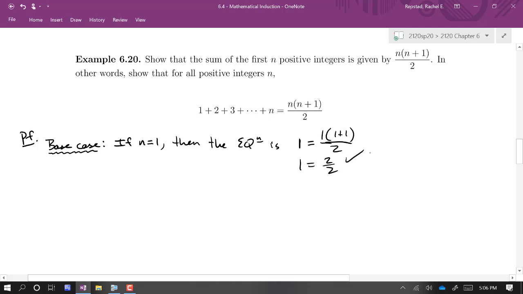Usually the base case is really simple. And then comes the fun part. Now is the induction step. The induction step always begins with the statement, let's suppose that this is true for some integer n equal to k.